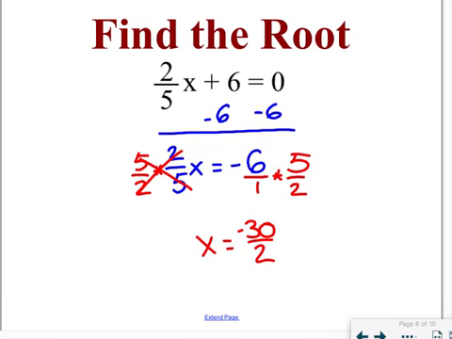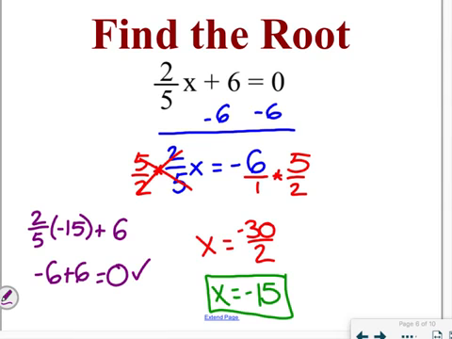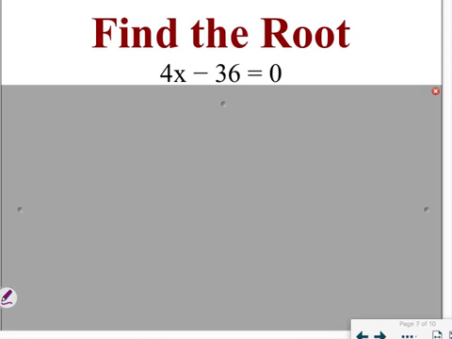-30/2. When we simplify that, that gives us an answer of x is equal to -15. Remember on the first slide, and up top, we can see that it's supposed to equal 0. If you want to double check, you can do 2/5 times -15 plus 6. 2 times -15 is -30, divided by 5 gives you -6, plus 6, which does equal 0, so it checks out. Go ahead and try to solve this one on your own.